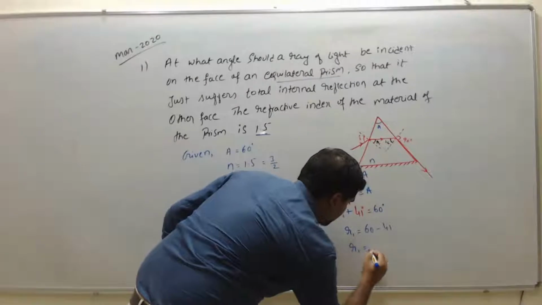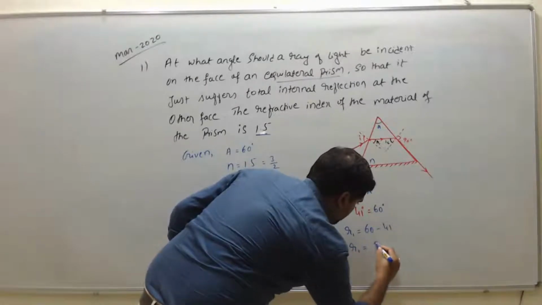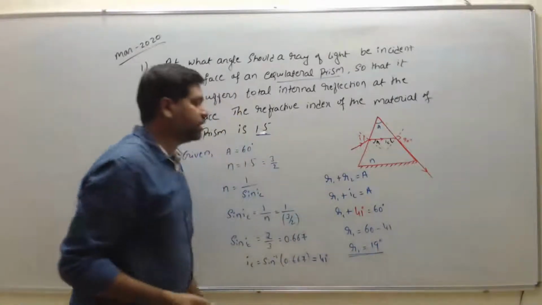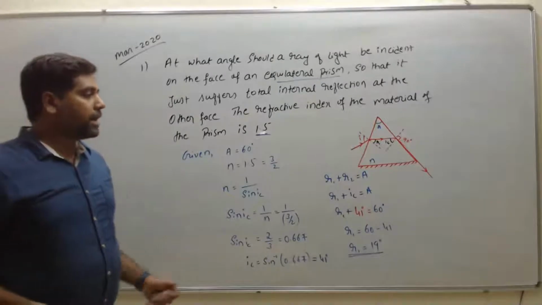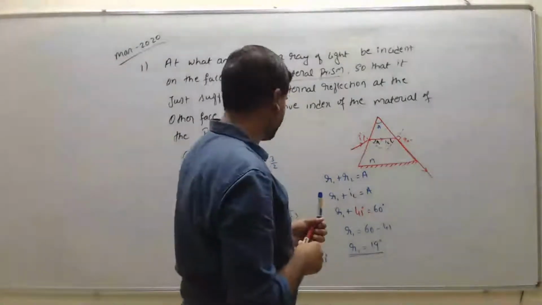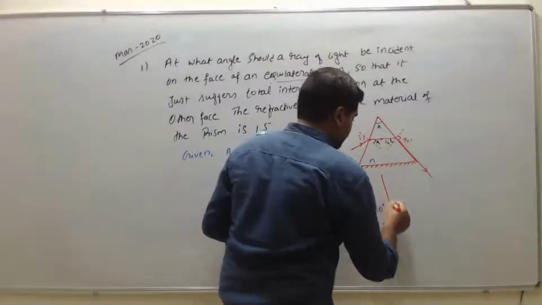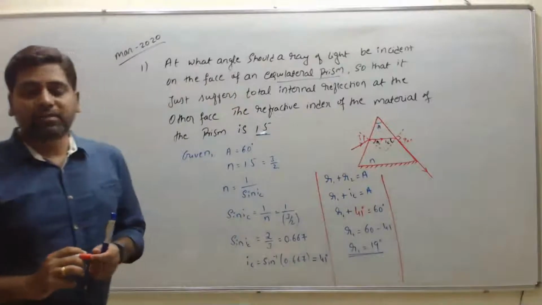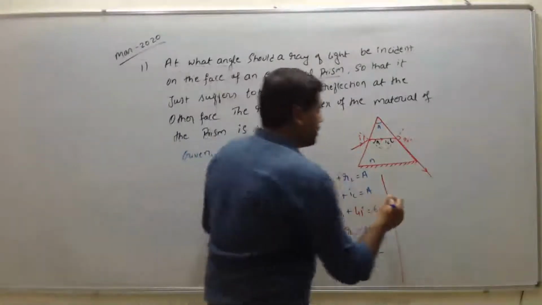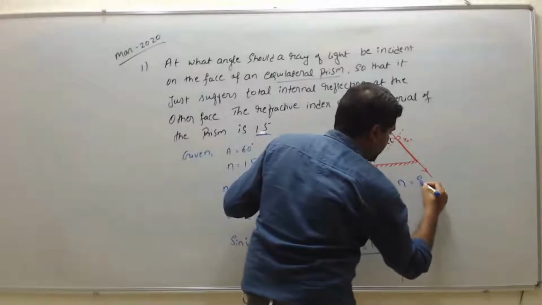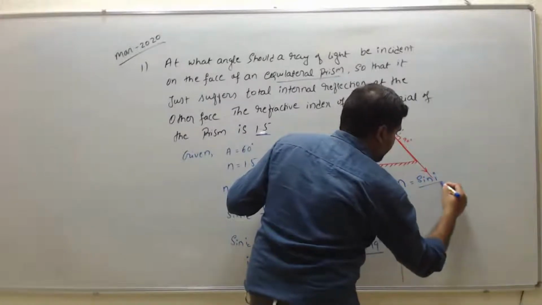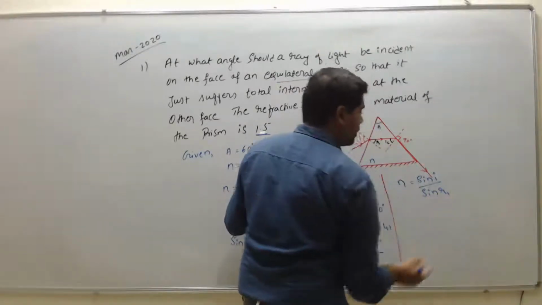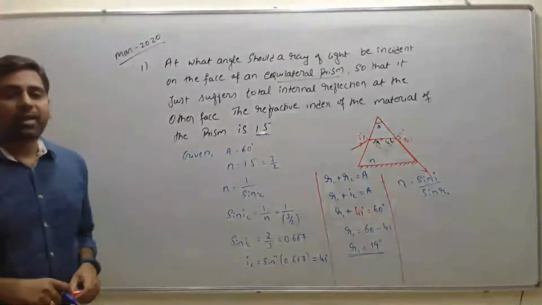Then the value of r1 is equal to 95 minus 24. That is, r1 is equal to 19 degrees. Now applying Snell's law for the first phase, we have the refractive index n is equal to sine i divided by sine r. Here it is r1: sine i divided by sine r1.